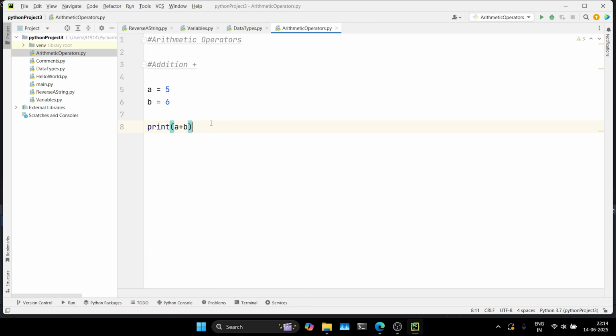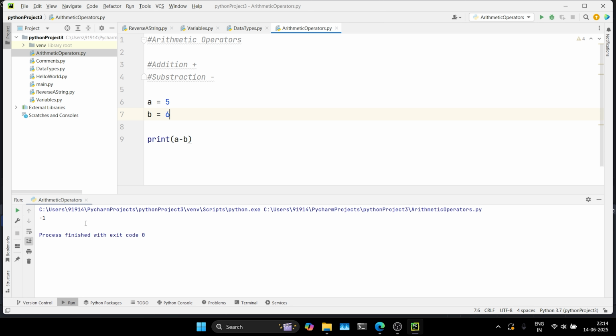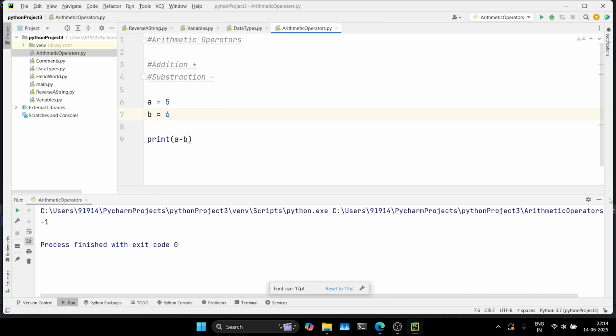Let's move to the second operator. The second operator is going to be the subtraction operator. It is denoted by a dash, or you can say the minus symbol. Instead of this plus, let's print a minus b. This should subtract 6 from 5 and give the result as -1. Here you can see we are getting the correct output.